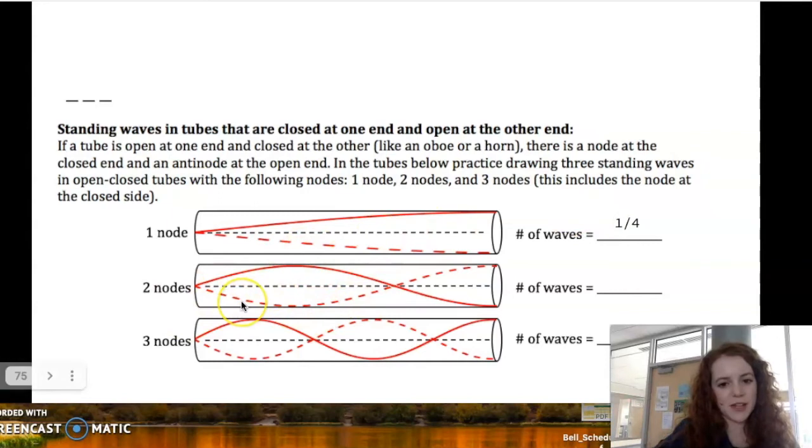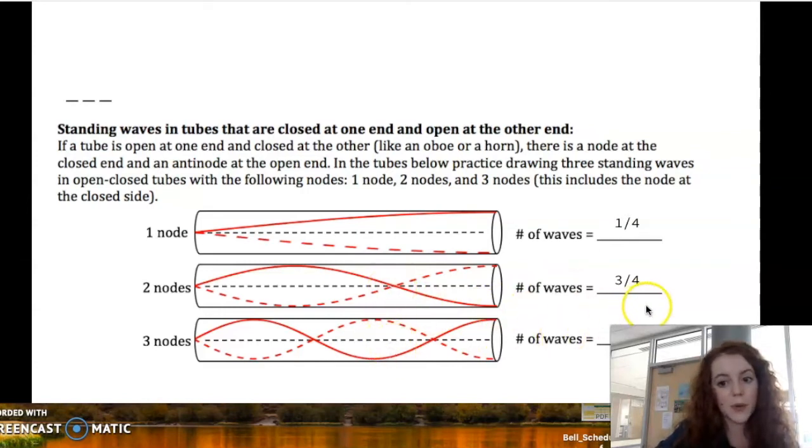Okay, now what about this one? We've got 1.5 bubbles, so that means 3/4, right? It's almost a full wave. If this went all the way to equilibrium, that zero displacement place, then we would have a full wave. So it's a little bit less than a full wave, but it's not half a wave either.